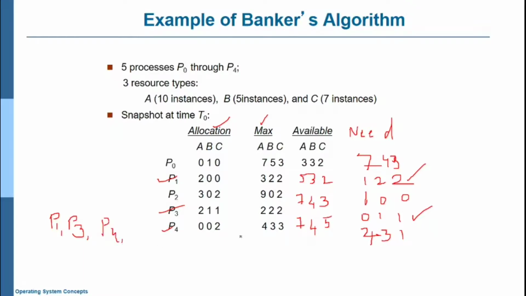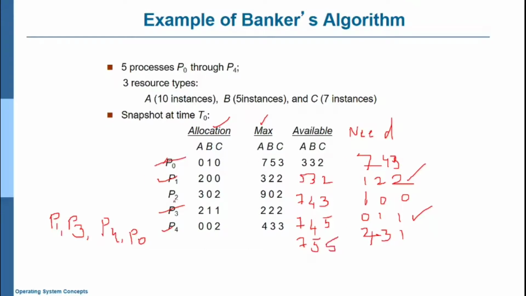Yes, we can satisfy, and write P4 in the safe sequence. And if we come in the same order, it is P0, which requires 7 4 3, and we have 7 4 5, so we can satisfy this condition also. So write P0 in this sequence. When P0 finishes its work, it will be 7, 1 plus 4 is 5, and 0 plus 5 is 5. So this is also satisfied.